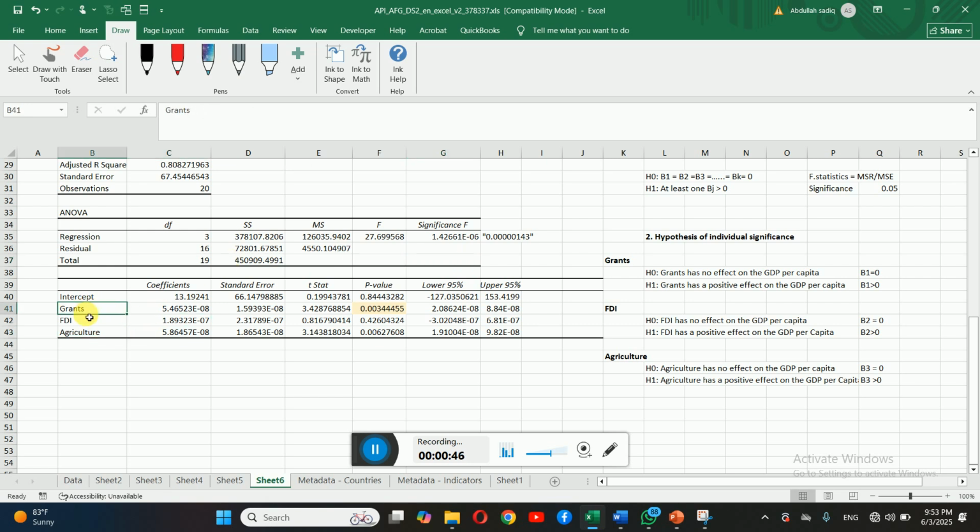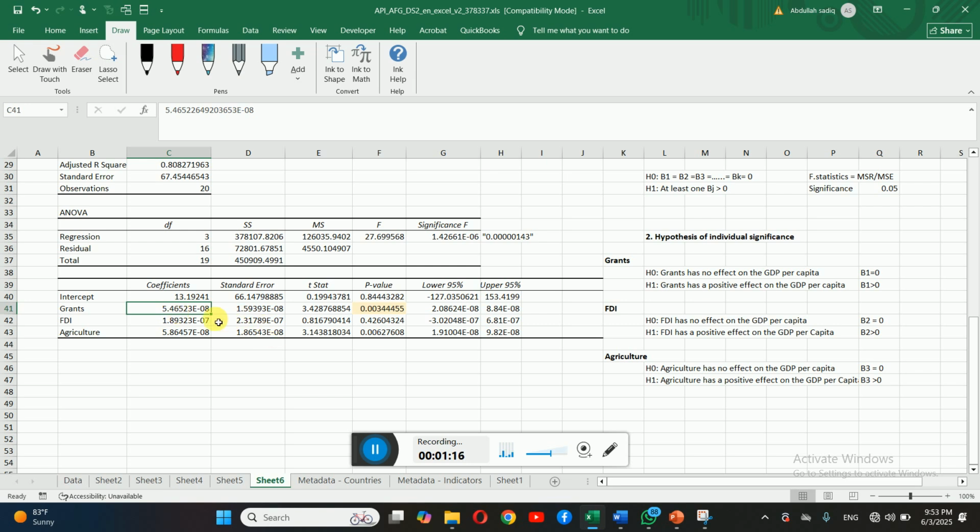So we have three independent variables. In our hypothesis of individual significance, we have three sets of hypotheses, students. So our claim for the grants is that the grant has a positive effect on the GDP. In the technical way, the beta 1 should be greater than 0. And yes, we found out that beta 1 is greater than 0. We are happy here. But keep in mind, dear students, it's really not enough. You should check whether it's statistically or significantly greater than 0 or not.